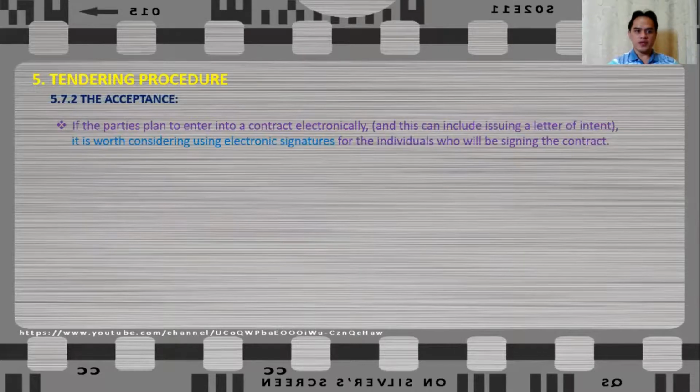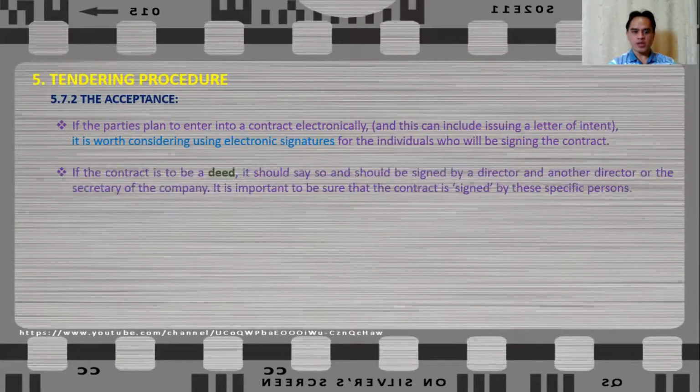Now, if the parties plan to enter into a contract electronically, and this can include issuing the letter of intent, it is worth considering using electronic signature for the individuals who will be signing the contract. Also, if the contract is to be a deed, it should say so and should be signed by the director and another director or the secretary of the company. It is important to be sure that the contract is signed by these specific persons. Otherwise, the contract will not exist as a deed. We will talk more about a contract as a deed in the next episode or in the next season, in contract practice.